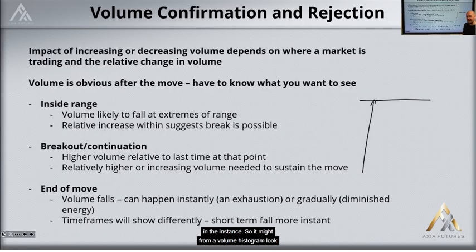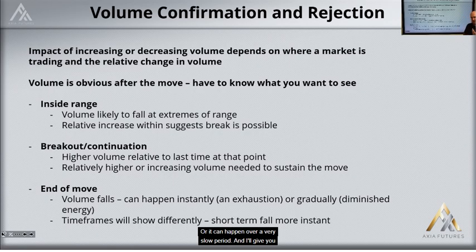It may fall in an instant, so from a volume histogram, it might look like you've had a huge amount of volume traded here, but the amount of volume traded at the point of the move is generally going to be quite low, because this is the point where you find the last buyer and the market then starts to drop back. Now, this can happen in an instant as an exhaustion type move. So you get this very high volume flash and the market then stops and reverses. And that volume drop happens almost instantly.